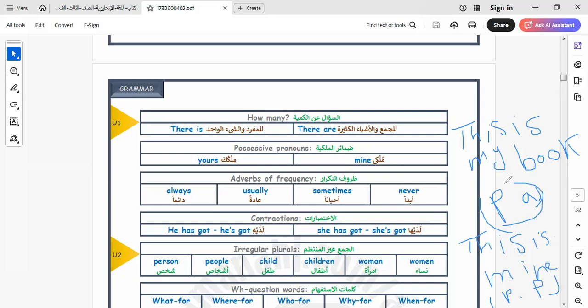When I talk about a possessive adjective, it must be followed by what? By a noun, like this. But here the pronoun can't be followed by anything. We say this is mine without any word after that. The pronoun stands without anything.